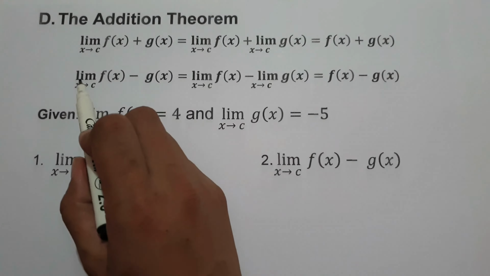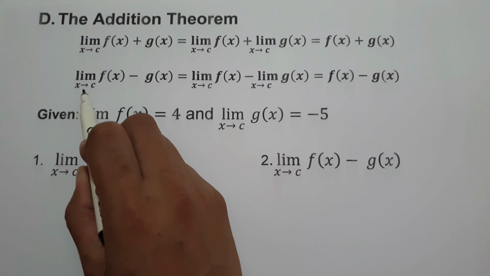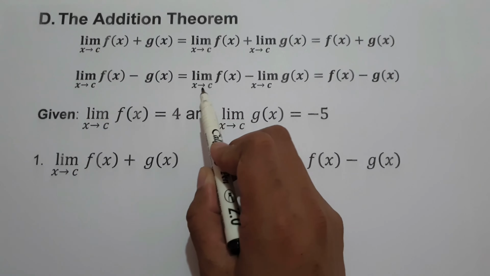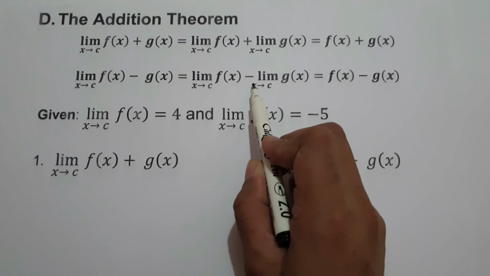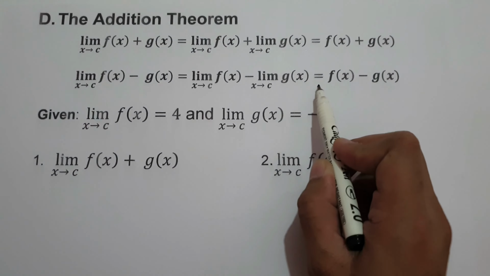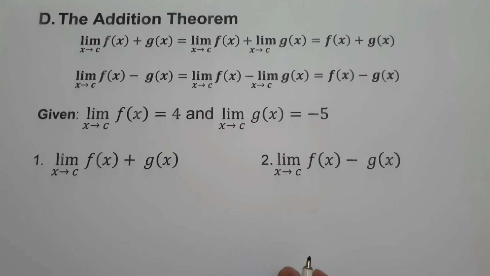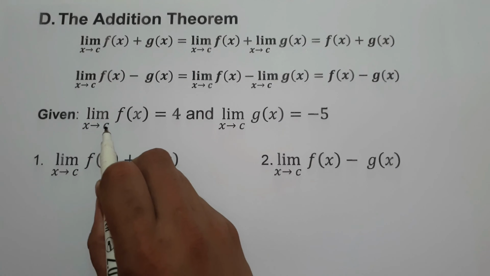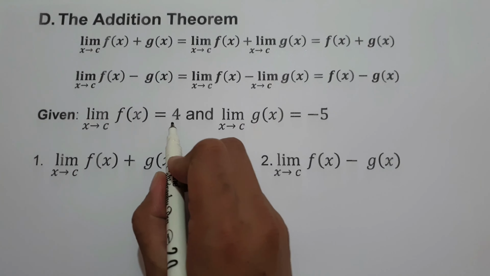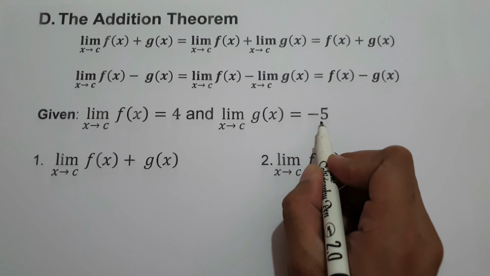We also have the limit of f of x minus g of x as x approaches c is equal to the limit of f of x as x approaches c minus the limit of g of x as x approaches c. For example, if we have the limit of f of x as x approaches c, which is equal to 4, and the limit of g of x as x approaches c, that is negative 5.